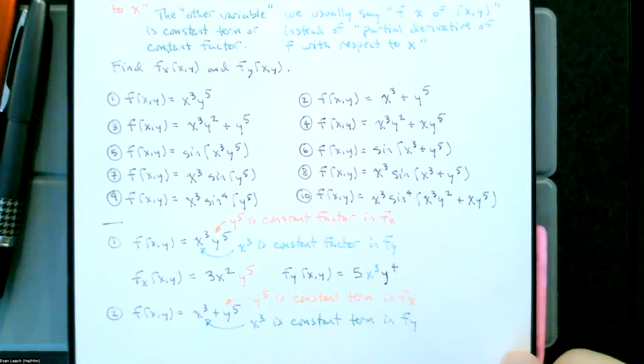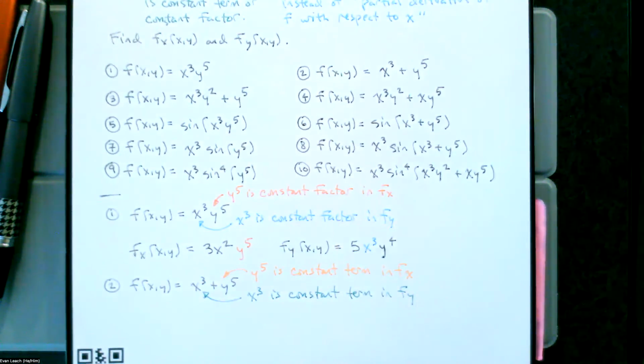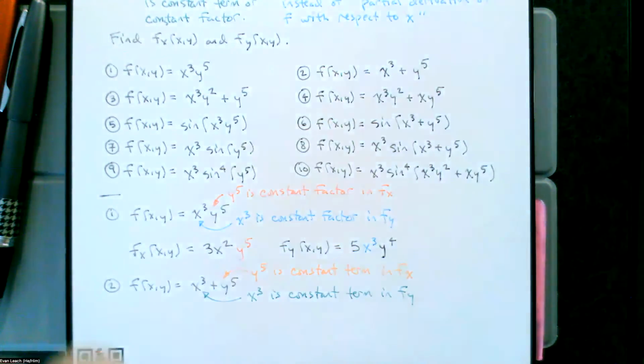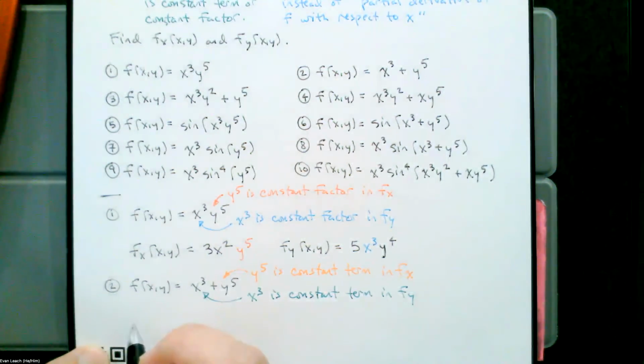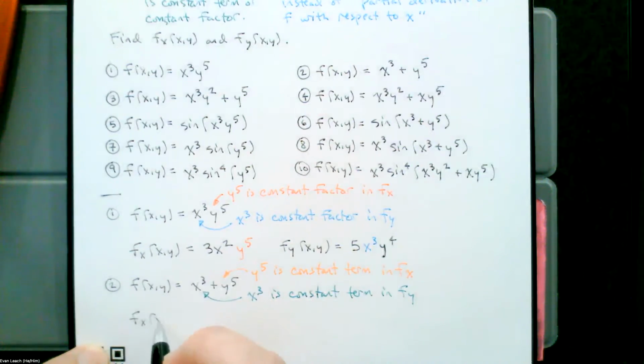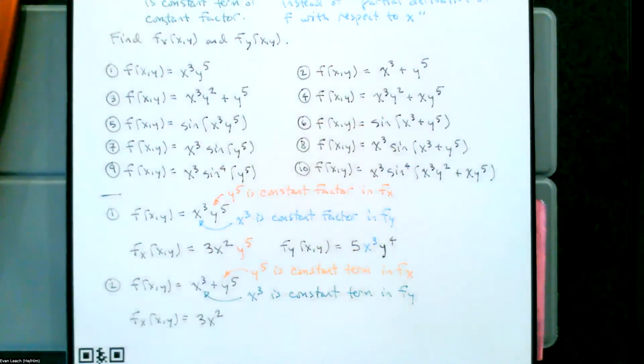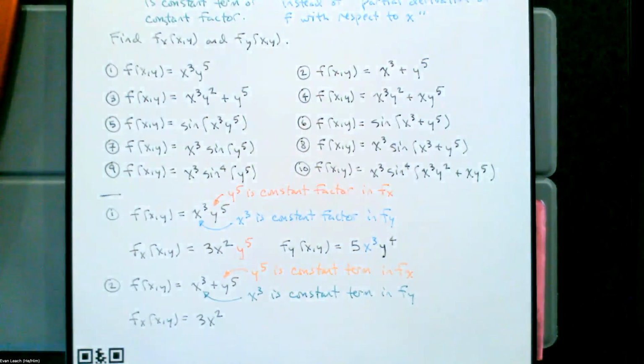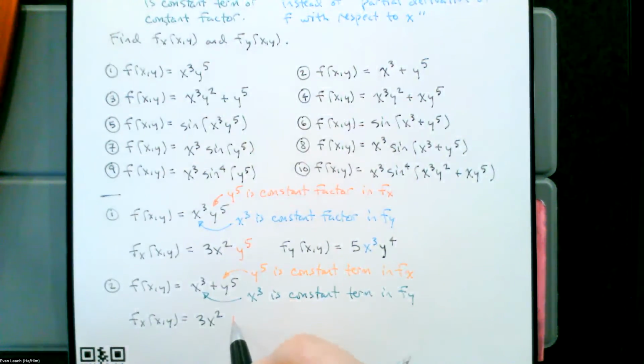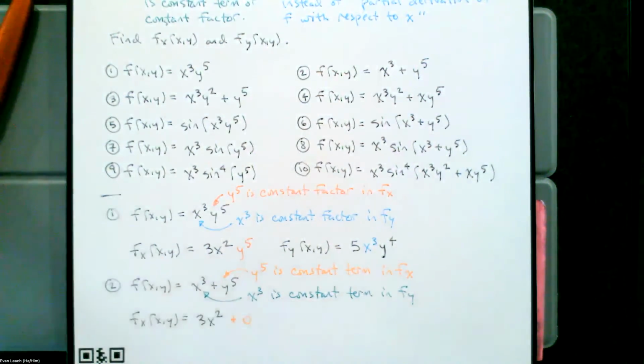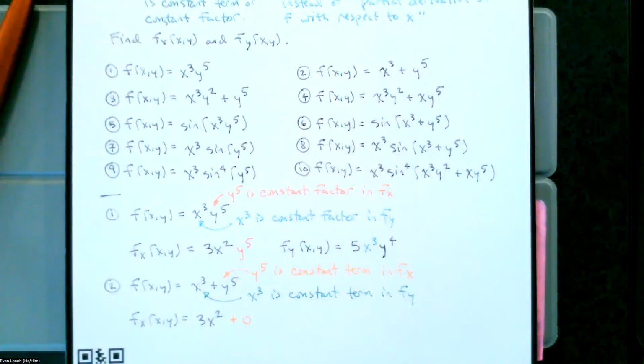So that means the derivative of y to the fifth, when we're taking the derivative with respect to x, is going to be 0. So fx is just going to be 3x squared. I'll write it in the alt color. We wouldn't need to write plus 0. I want to demonstrate that the derivative of y to the fifth, when we take the derivative with respect to x, is going to be 0.